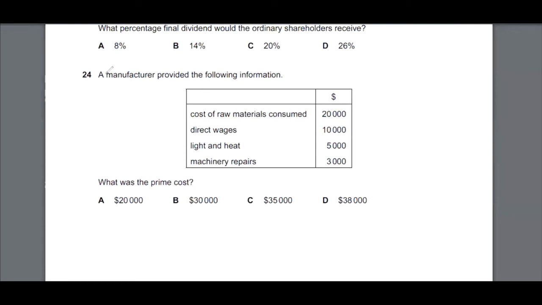Multiple choice 24, a manufacturer provided the following information. What was the prime cost? Prime cost is basically the sum of all direct costs. So you only need to take the direct costs, which are direct material and direct labor. All these others are basically overheads or indirect costs. So direct material plus direct labor, 20 plus 10, is 30K. So the answer to multiple choice 24 is actually option B.